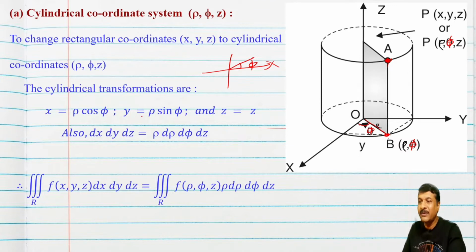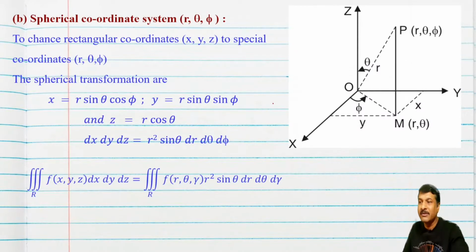So x equal to rho cos phi, y equal to rho sin phi. This is just like the double integration plane polar transformation: x equal to r cos theta, y equal to r sin theta. So just like that, x is rho cos phi, y is rho sin phi. So you can convert into the cylindrical coordinate system. Normally I use the spherical coordinate system. So what is it? Very interesting.